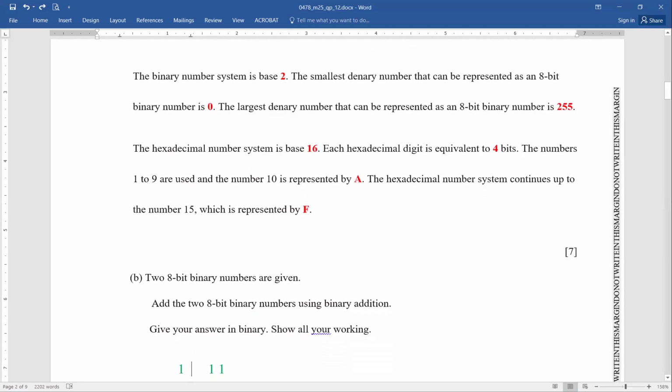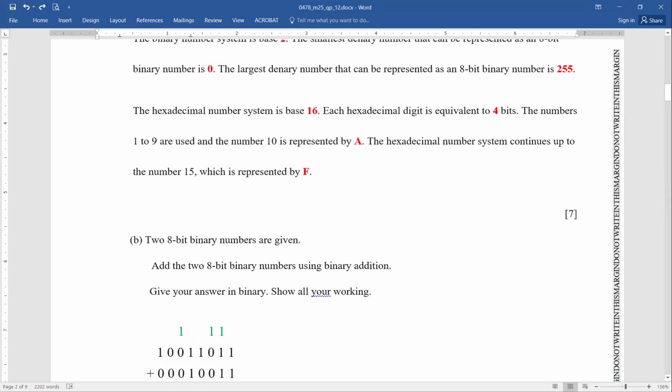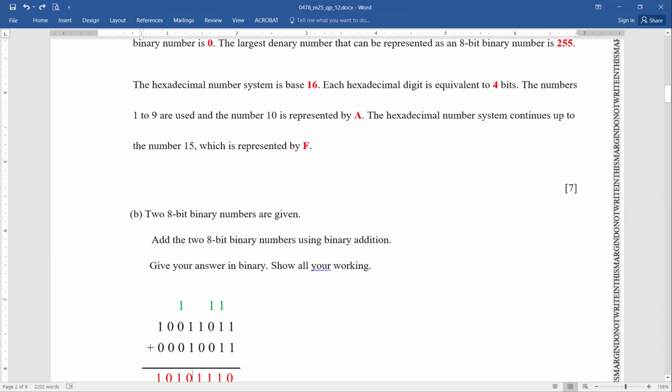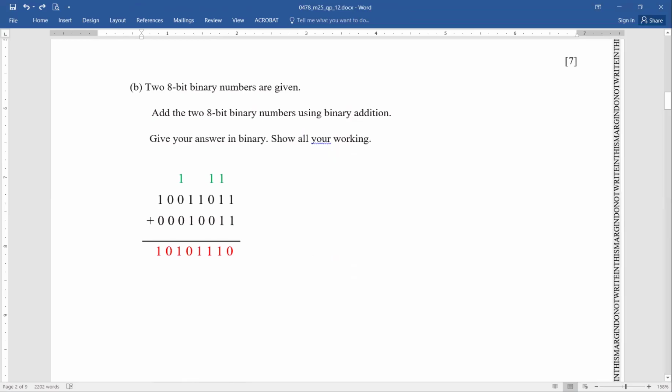Okay, part B. Two 8-bit binary numbers are given. Add the two 8-bit binary numbers using binary addition. Give your answer in binary. Show all your working. And this is going to be, you can see from here, starting from the LSB, least significant bit, 1 plus 1, 0 with a carry of 1, as you can see here. Now it is 1, 1, 1, 3 ones. 1, 1, 1 means 1 with a carry of 1. 1, 0, 0 will be a 1.